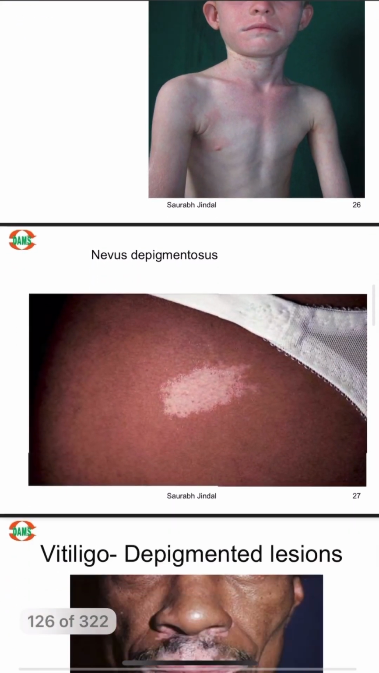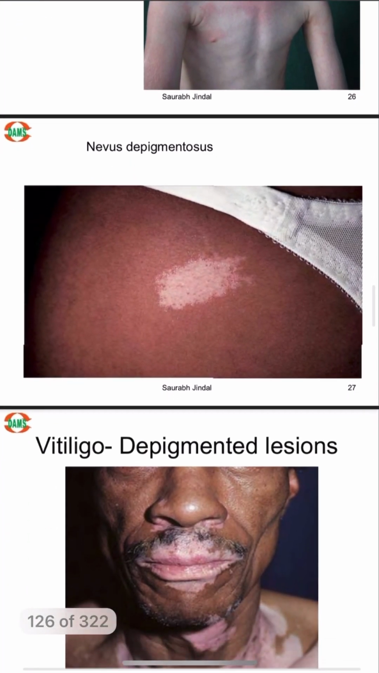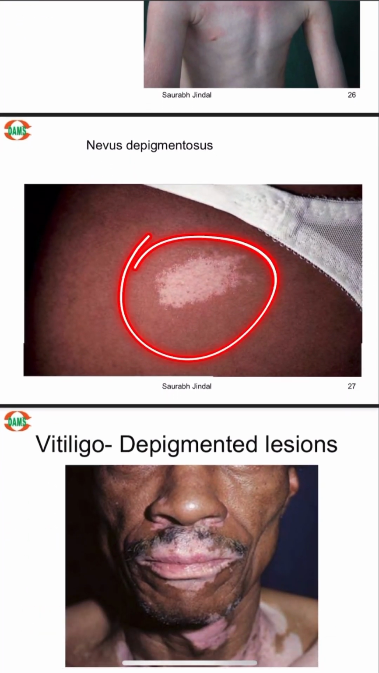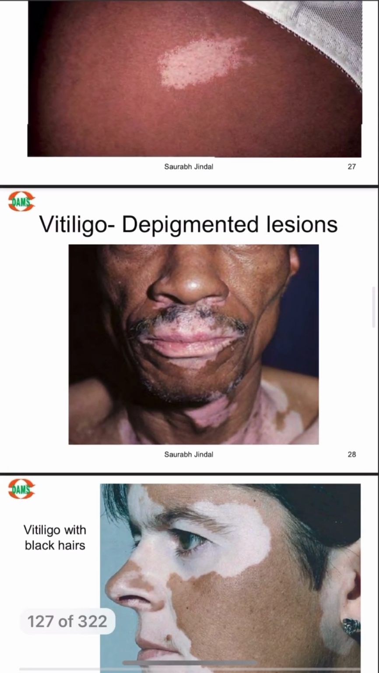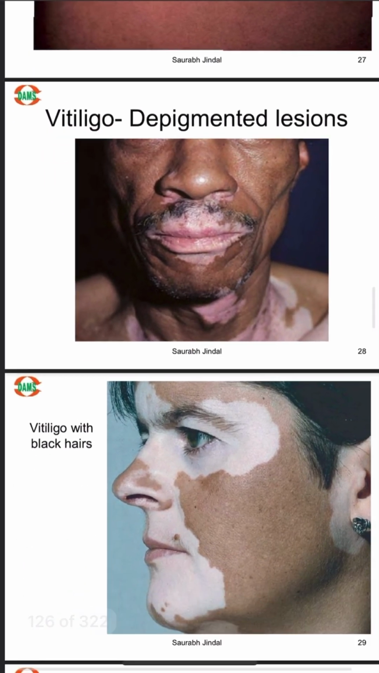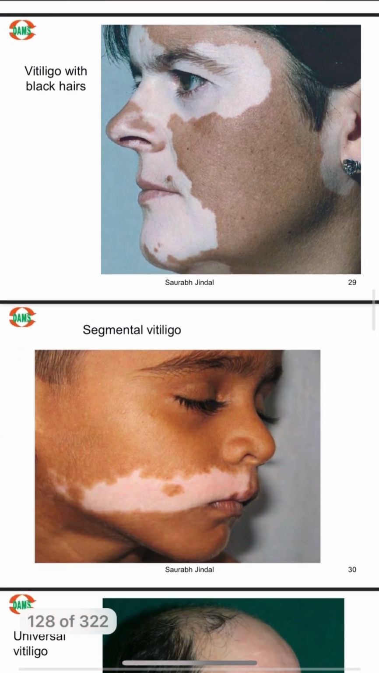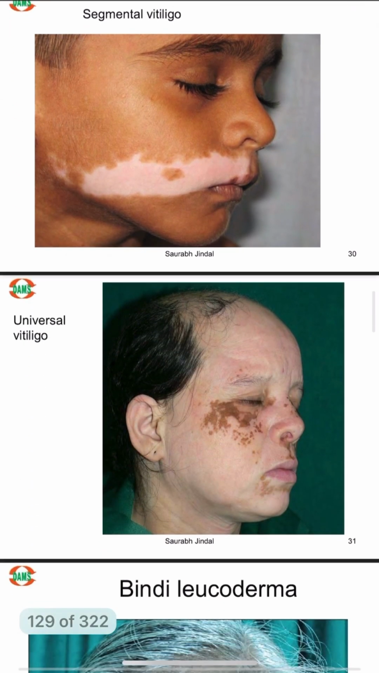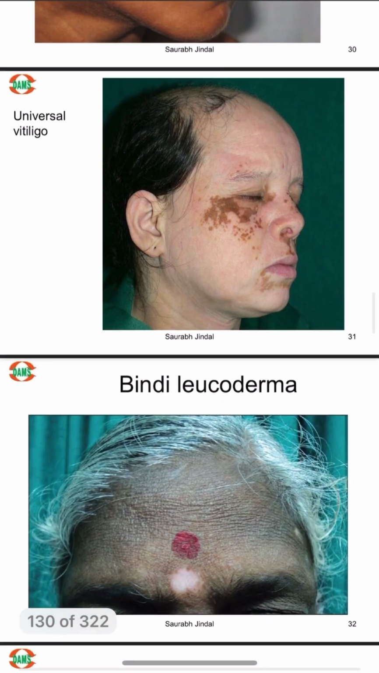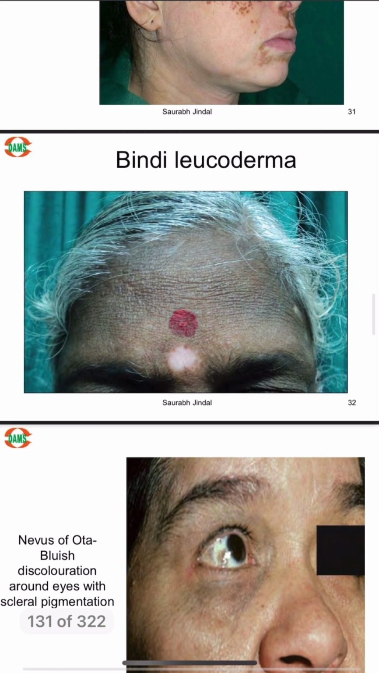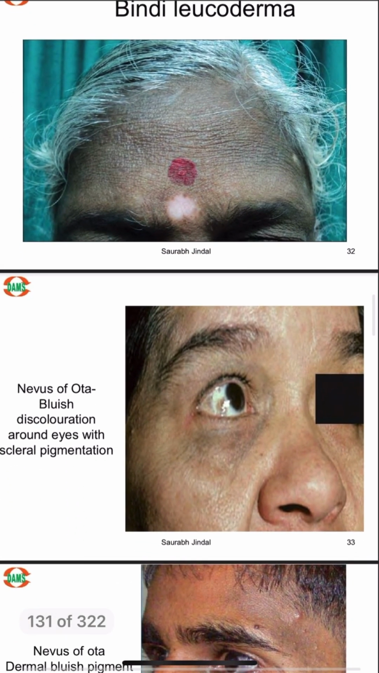Albinism, nevus depigmentosus. This is vitiligo. These are different types of vitiligo: segmental, universal, etc. This is bindi leukoderma due to PTBP.